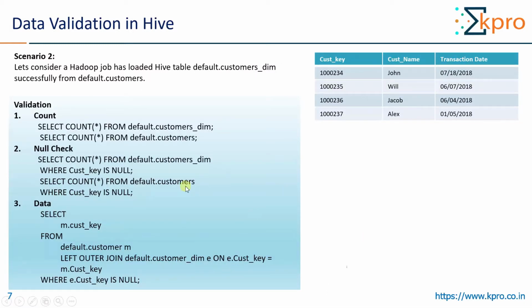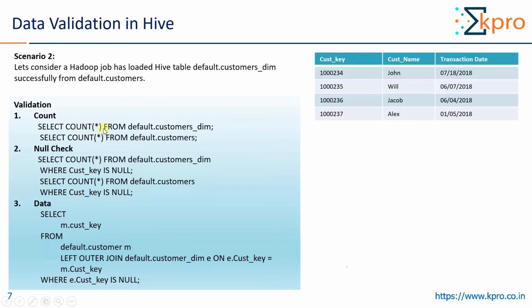The second scenario is loading from one Hive table to another Hive table. In this case, customers to the customer dimension table. So this is the customer dimension table, and I have put some examples, but you can assume there will be lots of records. In this case also we can check for count, null, and data validation, and it is going to be easy because both are tables, and we can run HQL queries.